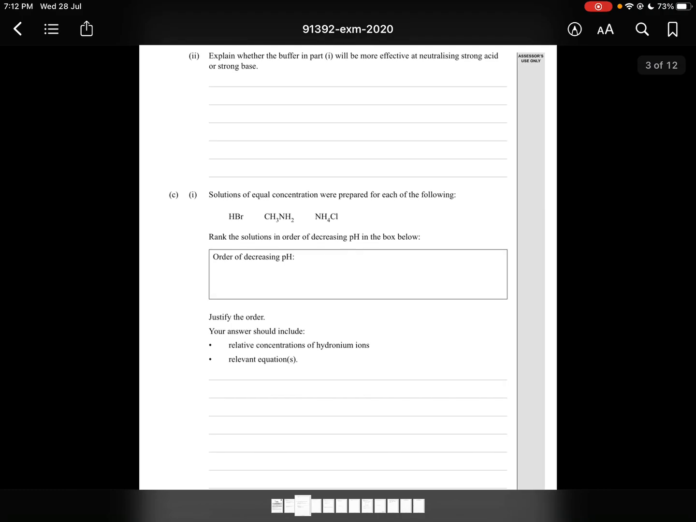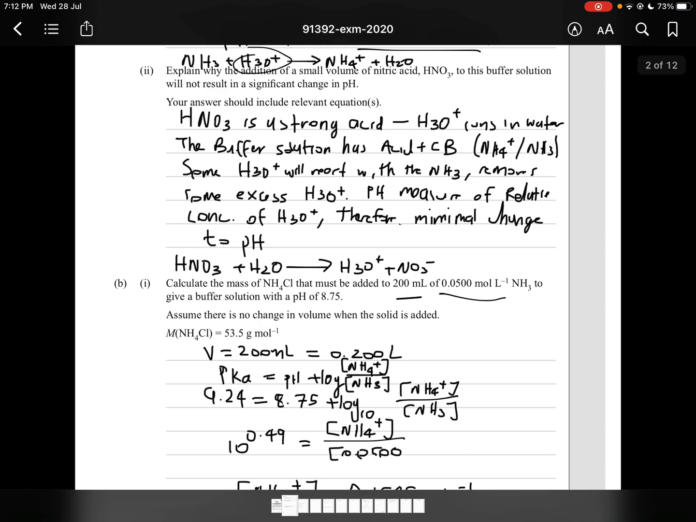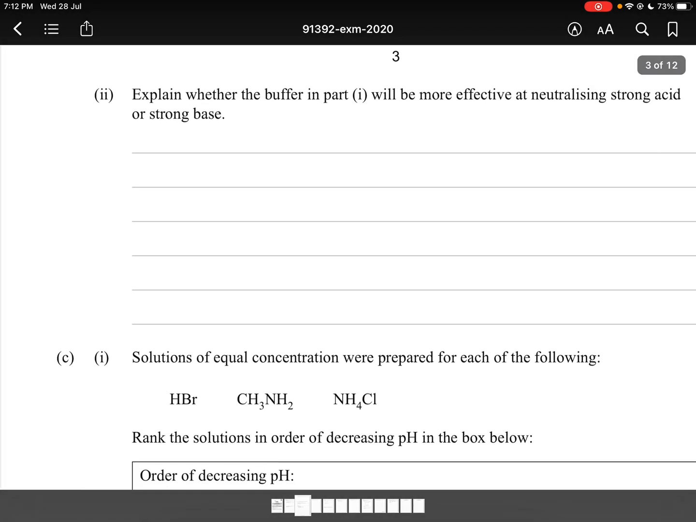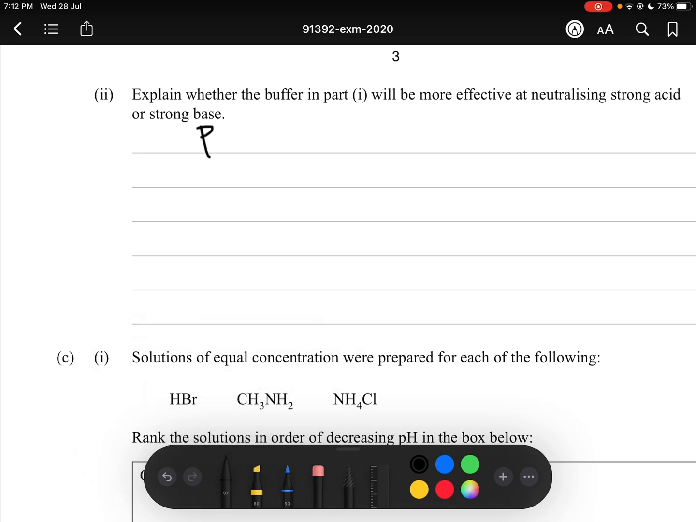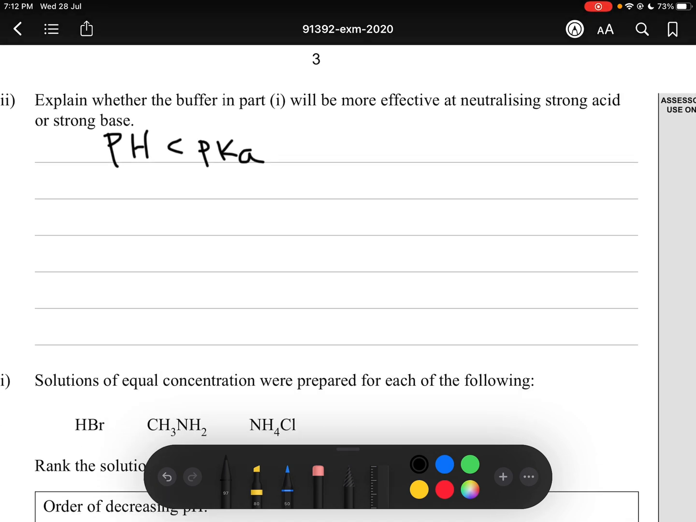So in this question, we need to look at the pH of our buffer solution, which is 8.75, as well as the pKa, which is 9.24. So in this case, we see that the pH is actually less than the pKa value. So we say that pH is less than pKa. So if we write out our Henderson-Hasselbalch equation, I have trouble pronouncing it sometimes, in this case we'll have 10 to the power of 0.49, that is 3.09, is equal to the acid, which is NH4 plus, over the base, which is NH3.